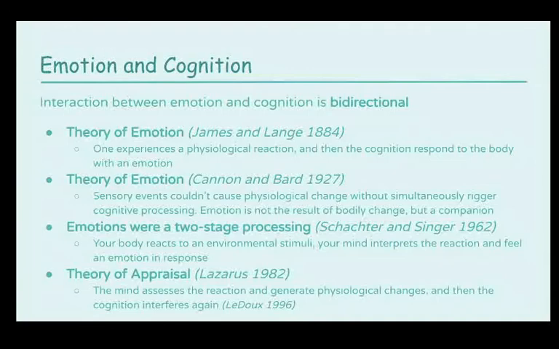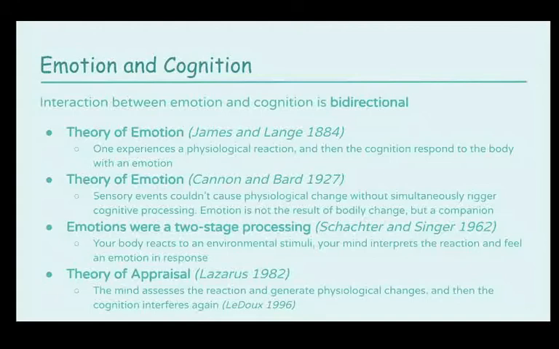But there's also another argument created by Cannon and Bard in 1927, which believes that the physiological change and emotion or cognitive processing happen simultaneously. So one doesn't cause the other, but both of them happen at the same time when an environmental stimulus happens. So emotion is not a result, but rather something that happened at the same time.